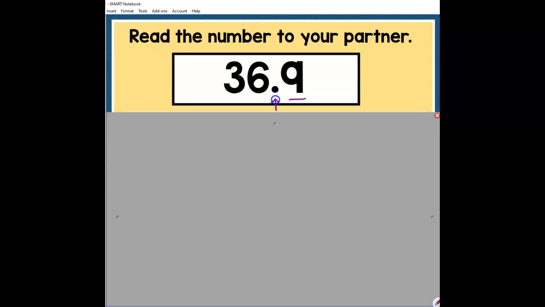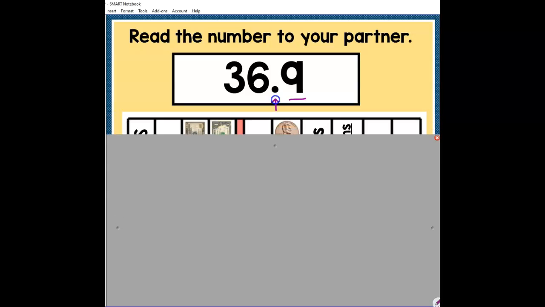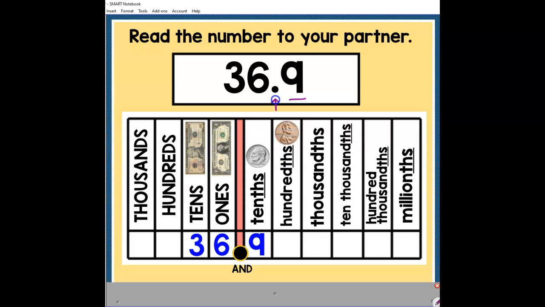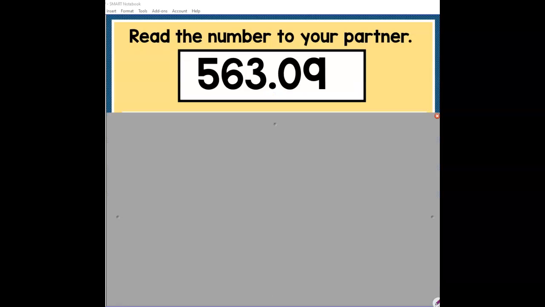So if we looked at this one, I'm going to say my first number, 36. So if I put it in here, 36 and 9 tenths. How I would write it is 36 decimal point 9, because that's what it's standing for. The 3 is in the tens place, so it's standing for 3 tens. The 6 is in the ones place, so it's standing for 6 ones. And the 9 is in the tenths place, so it's standing for 10 dimes or 90 cents. Okay, read this number to your partner, or if you're at home, read it to yourself or someone around you.